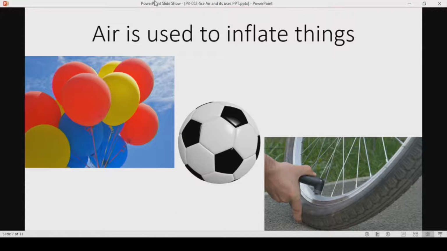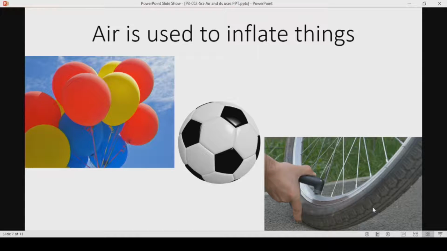Air is used to inflate things. Does anybody know what the word inflate means? It means to pump it up or fill it. You know when you have a balloon and you blow it up? That's what we call inflate. So some of the things we can inflate include balloons, football. Or does anybody know what this is?